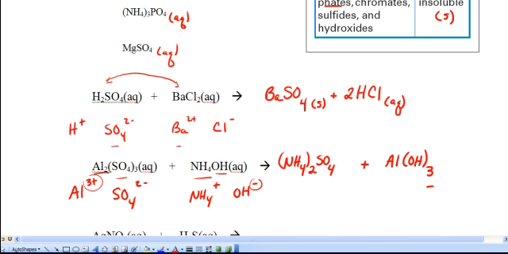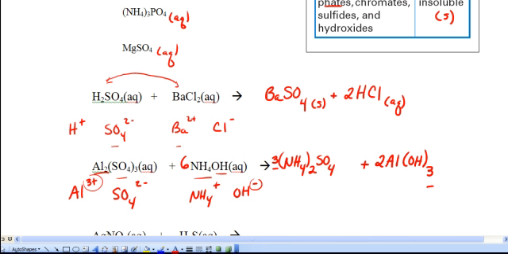Now we need to balance this equation. We have 2 aluminums on the reactant side. We only have 1 on the product side, so we need to put a 2 out front. We have 3 sulfate ions on the reactant side. We only have 1 on this product side, so we're going to put a 3 out front. We now have 6 ammoniums on the reactant side. We only have 1 on the product side, so we need to put a 6 out front.